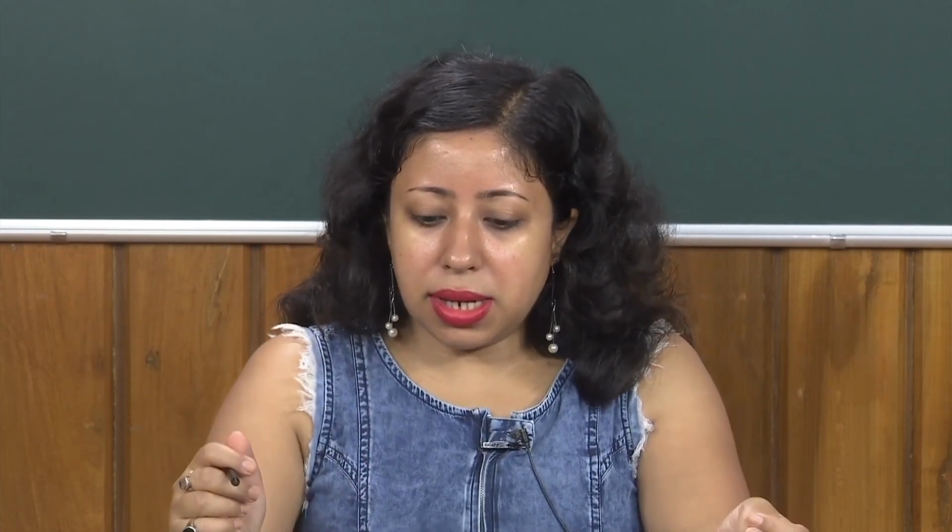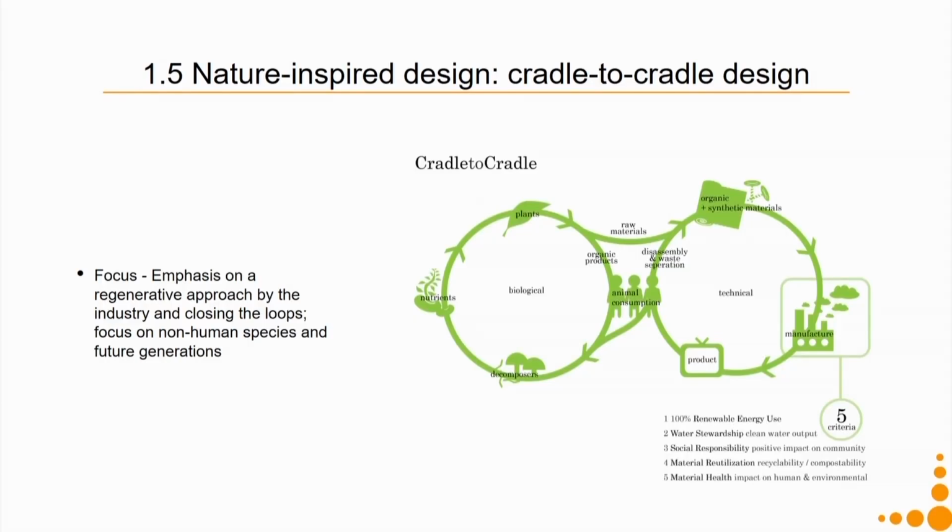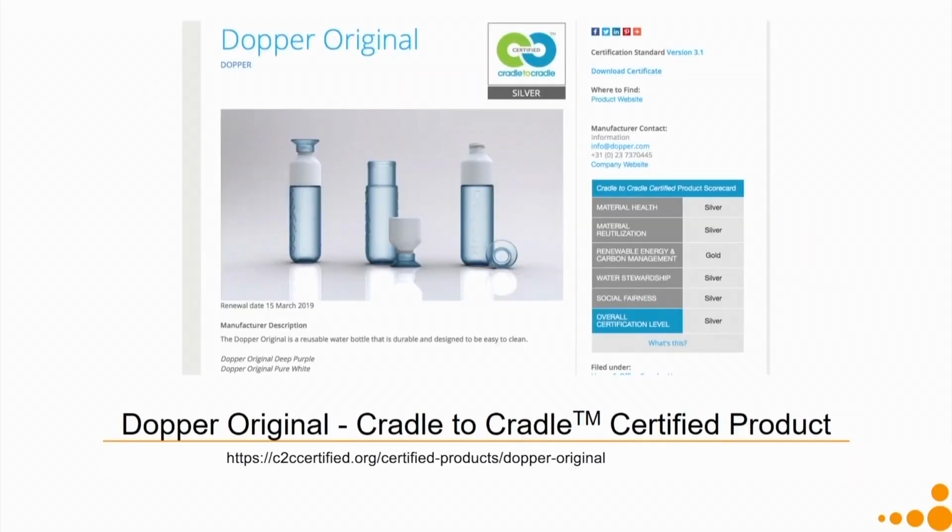Now, coming to the cradle to cradle design approach. A company called Dopper designed a reusable bottle which has been cradle to cradle certified. In cradle to cradle certification there are different levels of certification that you can get. Their bottle, again a reusable bottle, has a silver level certification. You can go to this website and read more about this bottle.